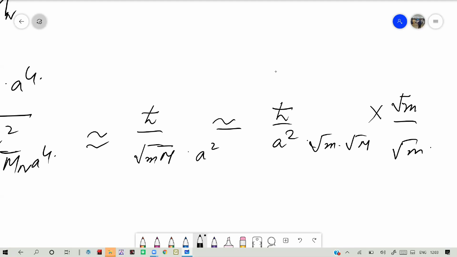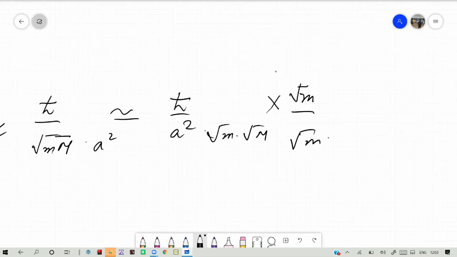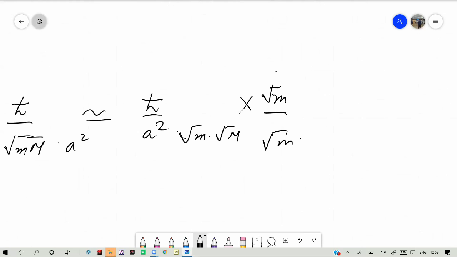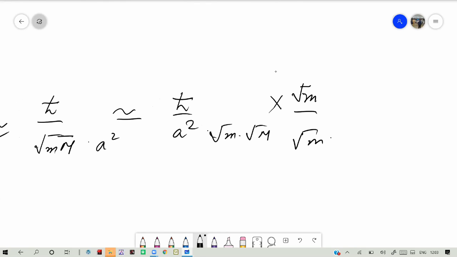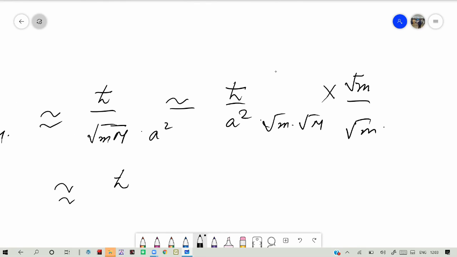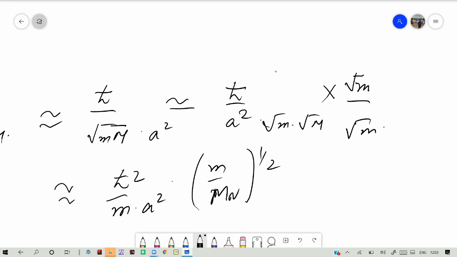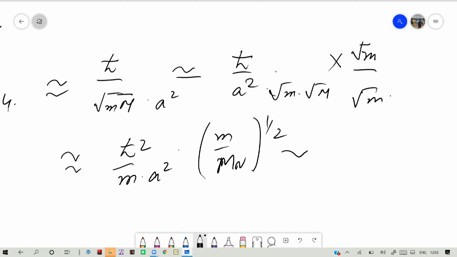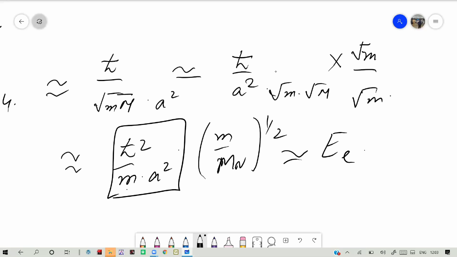Yes, sir. I'm just taking the approximate value to get the order of magnitude, and it can be written as h cut square divided by m into a square. Is it okay? m by m n, 1 by 2. H cut, yes, this is h cut.